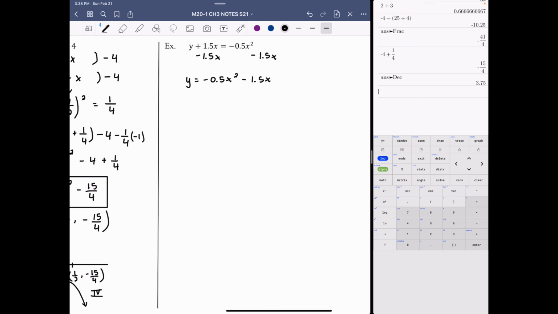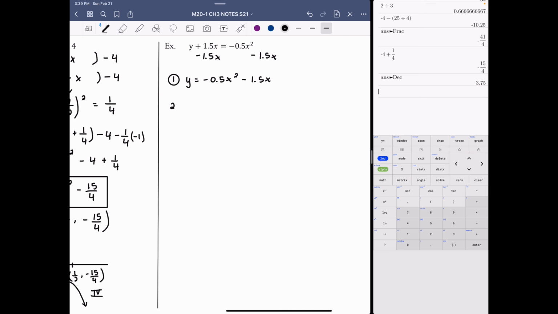I only have two terms. I don't have a constant, but that's okay. It would just be plus 0. So my constant term is 0. Step 1 is to group the x squared and x terms together, but they are the only terms, so that's really done.